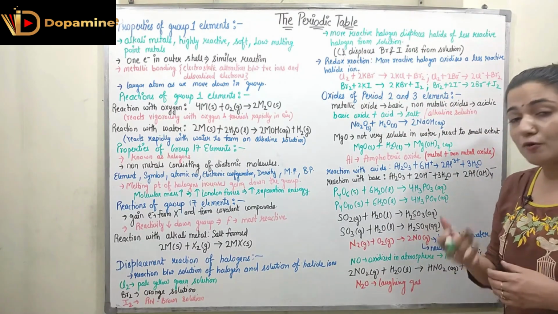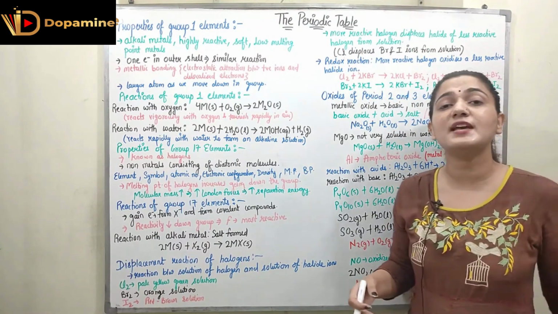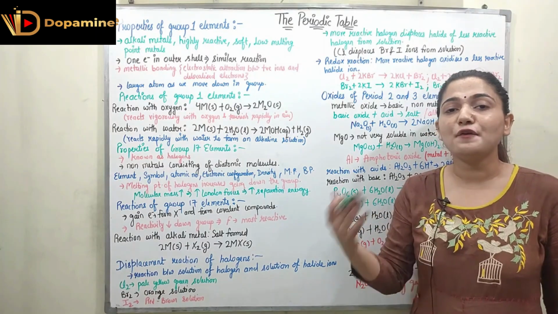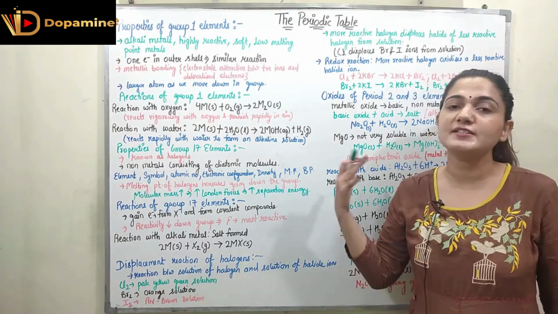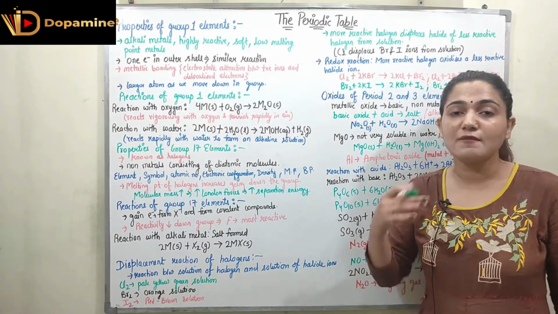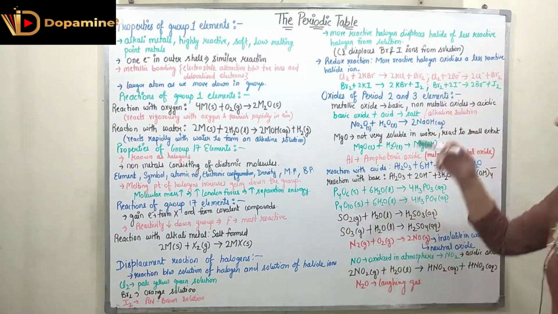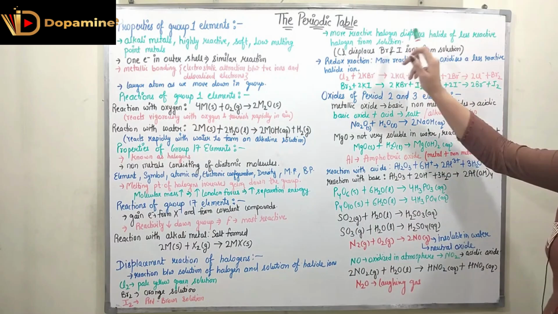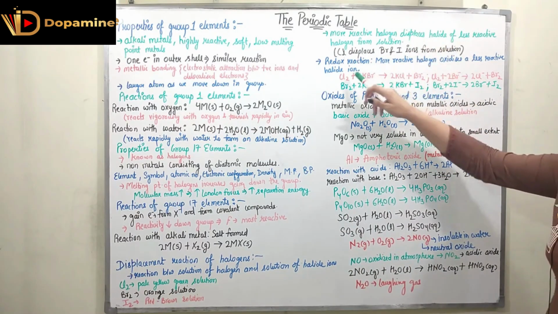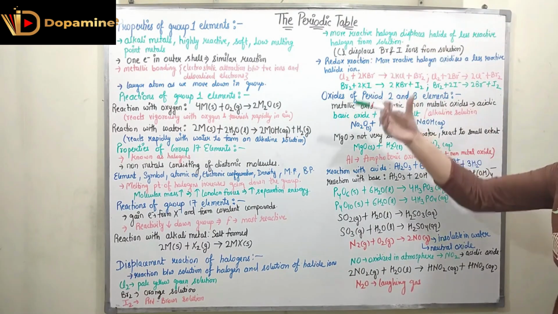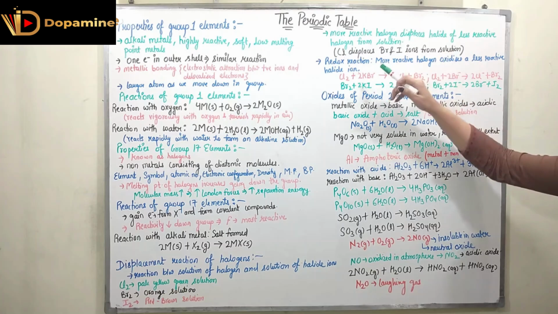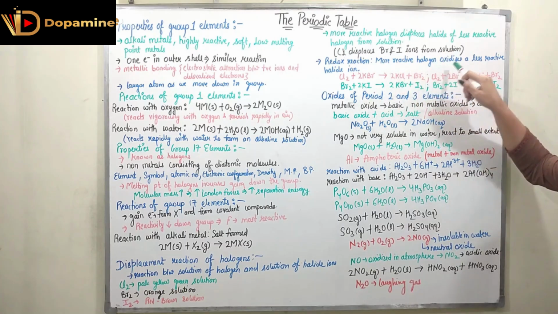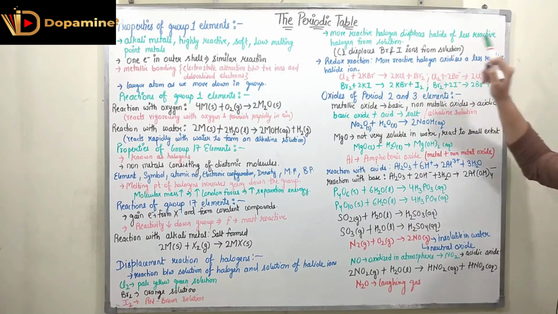Whereas bromine is not going to displace chlorine. Iodine cannot displace chlorine as well as bromine. So what we have to see? We have to see which one is more reactive. The more reactive halogen will displace the halide of the less reactive halogen from the solution. So this is also known as a redox reaction. Why is it known as a redox reaction? Because the more reactive halogen oxidizes the less reactive halide ion.